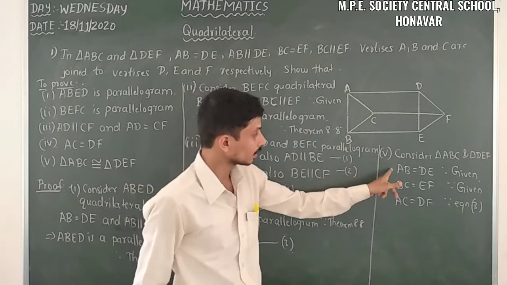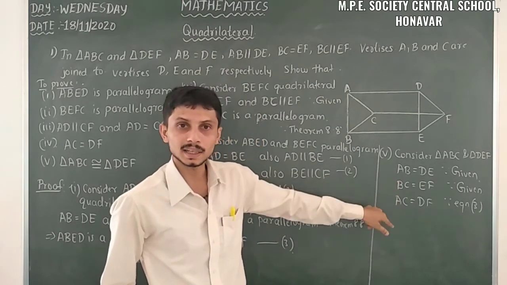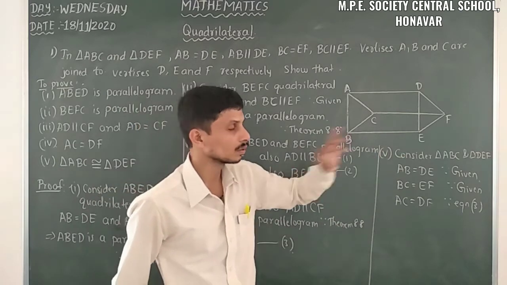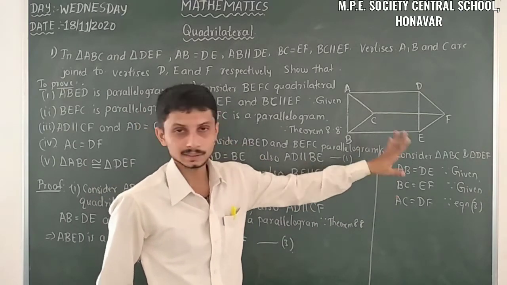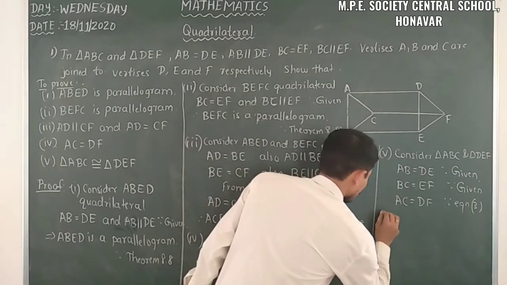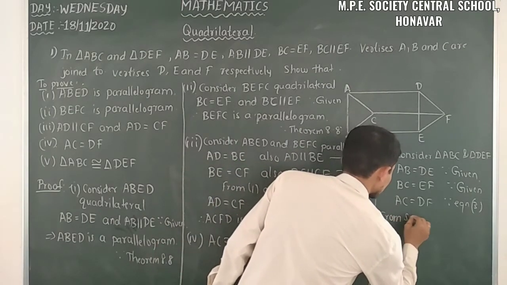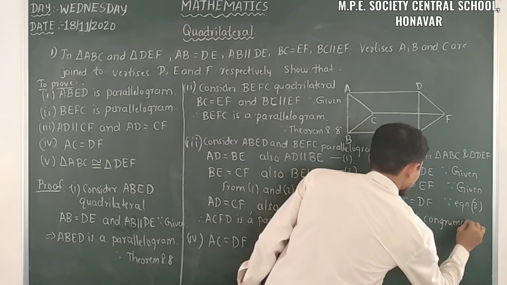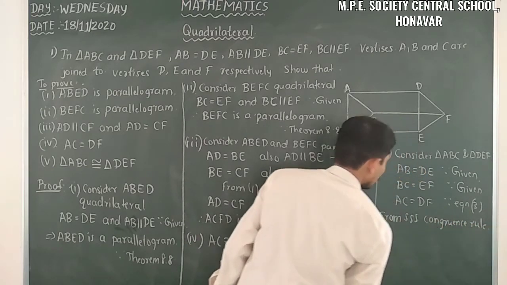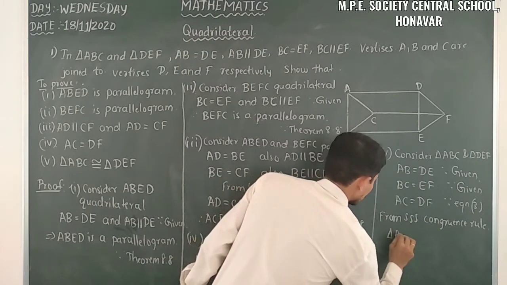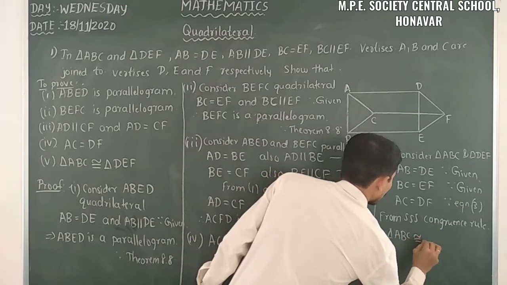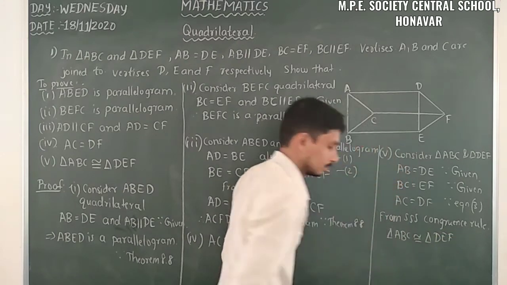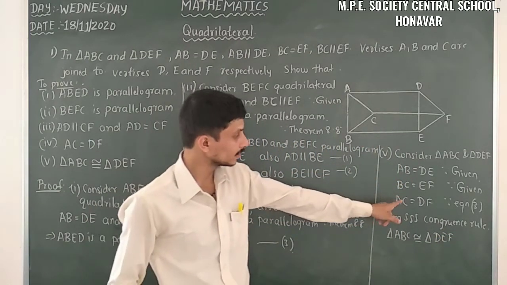So here we have SSS, side congruence rule. So from the side congruence rule we have those two triangles are congruent. From the SSS congruence rule we have triangle ABC is congruent to triangle DEF.